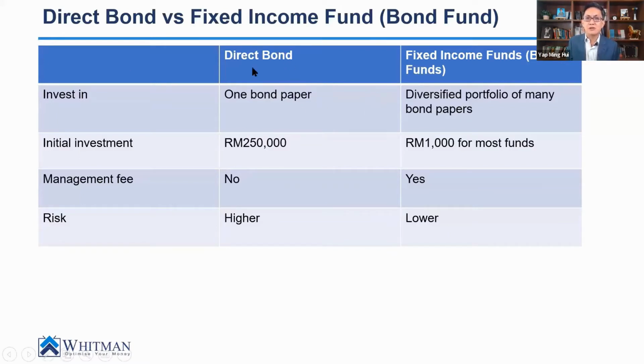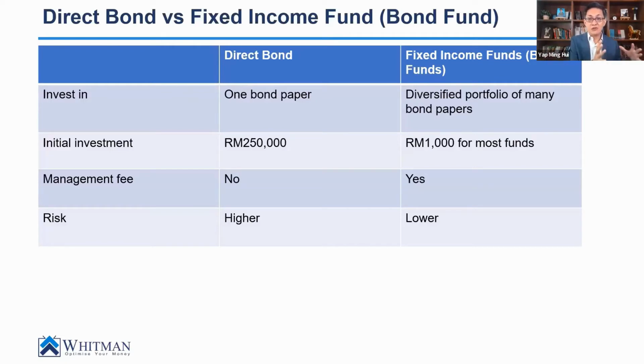So let me share with you the comparison. For direct bond, chances are you will invest into one bond paper, whereas with a bond fund, you invest into a fund and the fund manager will diversify into maybe 20, 30 or even 50 different bond papers. So that is the diversification there. If one bond paper defaults or for whatever reason drops in price, that is only maybe 2% or 3% of the total portfolio. So with the bond fund return, you can easily cover it and grow again.